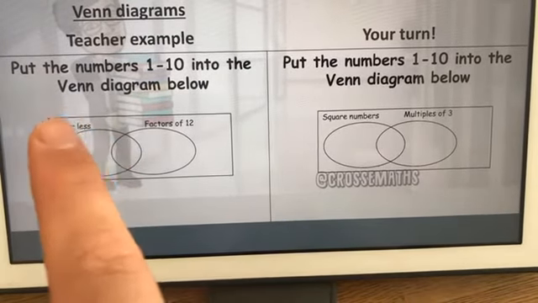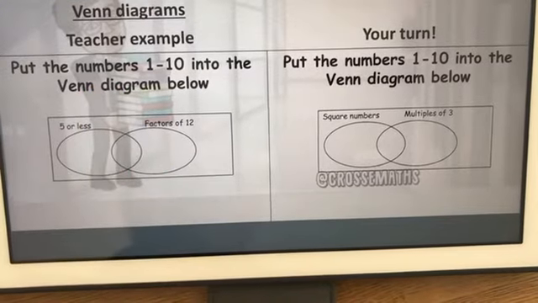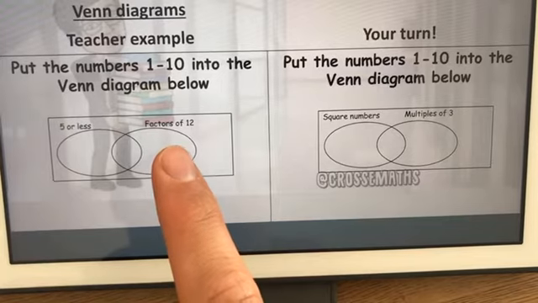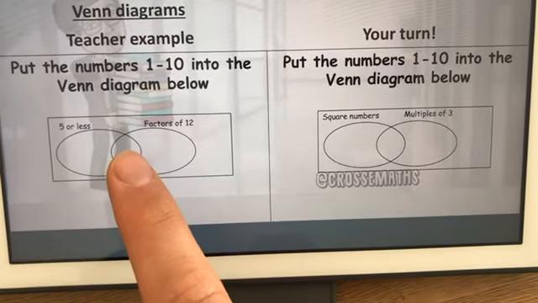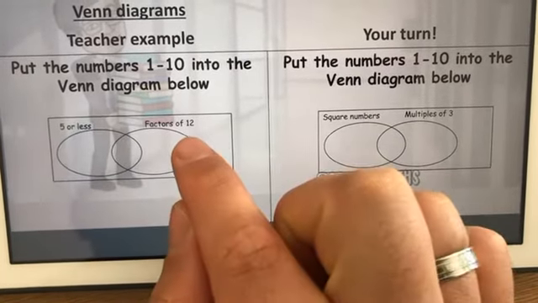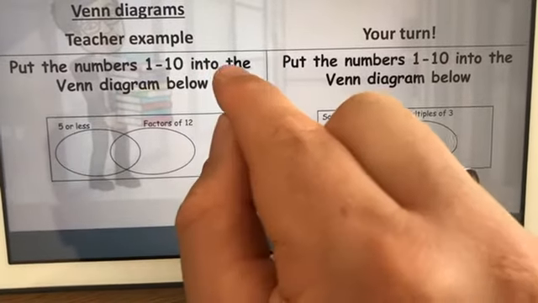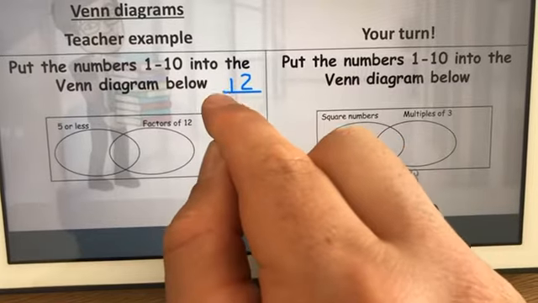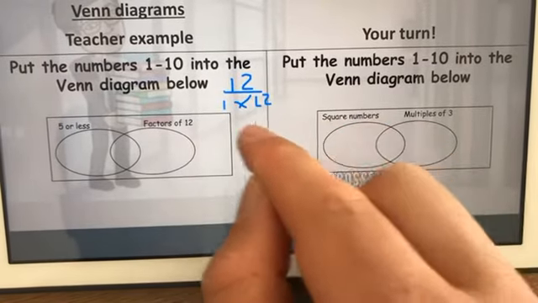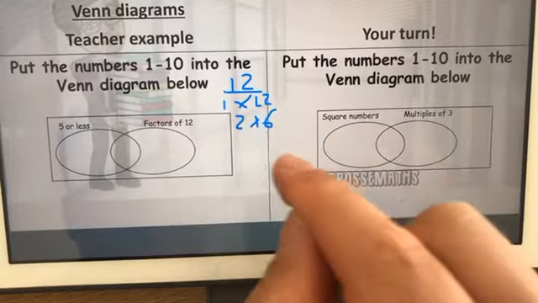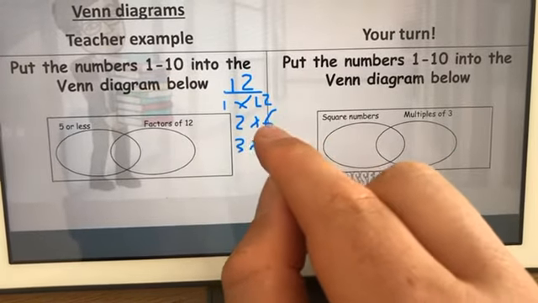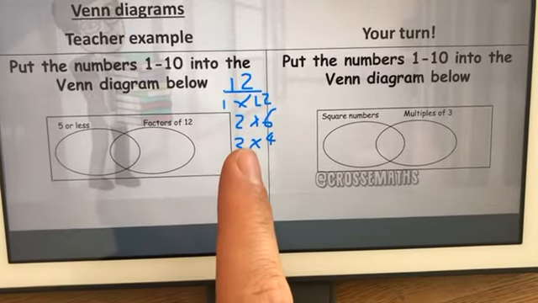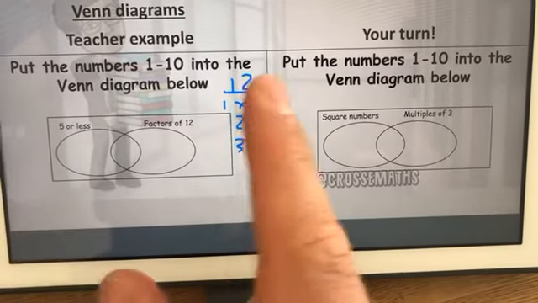Okay, so the teacher example, put the numbers 1 to 10 in the Venn diagram below. On the left, I've got numbers that are 5 or less. On this side, I've got factors of 12, and in the middle is the ones that are both. Now, factors is important. Factors of 12 means numbers that multiply together to make the number 12. Numbers that multiply to make 12, 1 times 12, 2 times 6, 3 times 4. And that's all the ones I can think of. But all of these are factors of 12, so it's important to know what they are before you start the question.